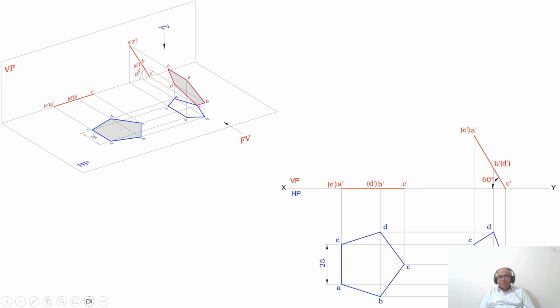Then draw a vertical projector from B dash and D dash to the top view. From B you draw a horizontal projector so that it is going to cut here. Similarly from D also you draw a horizontal projector so that it is going to cut on the B dash D dash projector. And you mark these two points as B and D. Then draw a vertical projector from C dash and draw a horizontal projector from C. Both these two lines are going to intersect at this point. You mark that point as C. Then join A to B, B to C, C to D, D to E and E to A with a dot line.